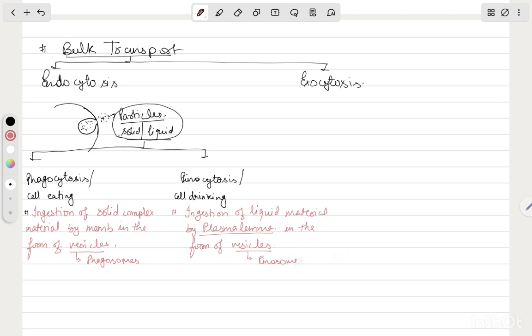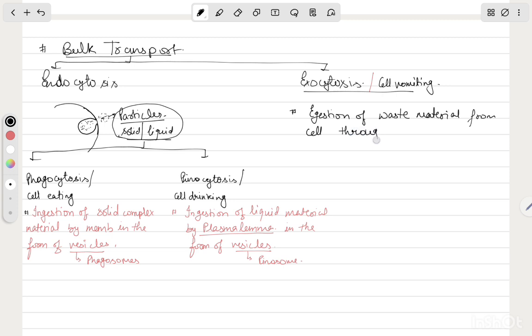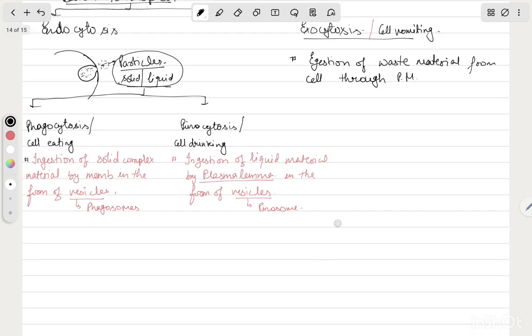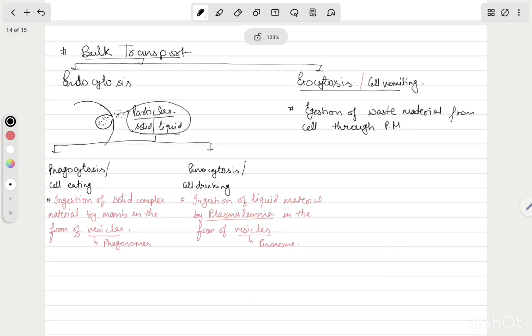While exocytosis is also known as cell vomiting. Cell vomiting means egestion or removal of waste material which is not required by the cell from the cell through the plasma membrane. That is exocytosis, right? That is movement across the membrane.